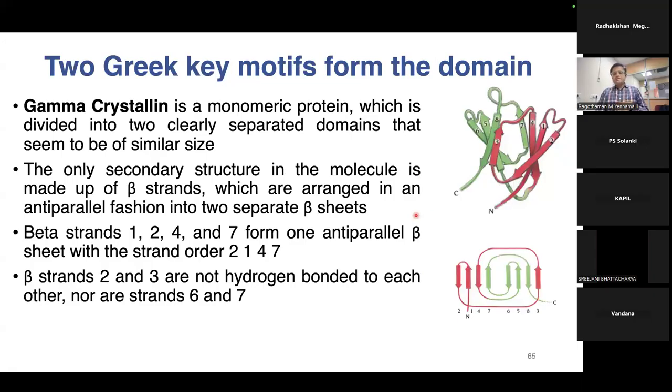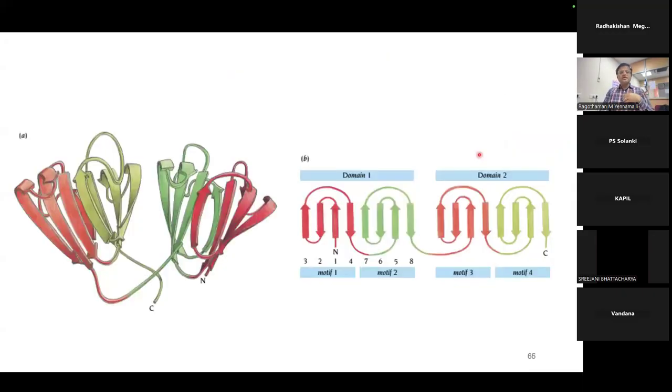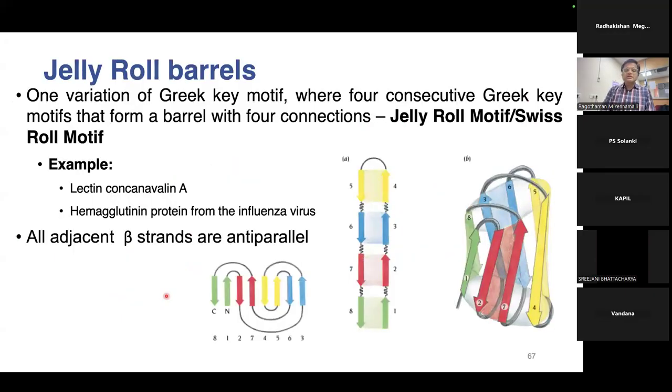So in gamma crystallin, two Greek key motifs form. This is one Greek key, this is another Greek key. So two Greek key motifs form a domain, and two such domains form a functional unit. So this is a two-domain protein with four Greek key motifs, and each domain has two Greek key motifs. This is an independent unit, this is an independent unit, and these two are connected by only one loop or one region.